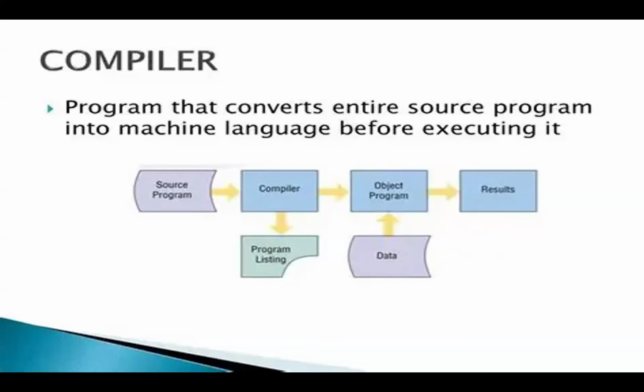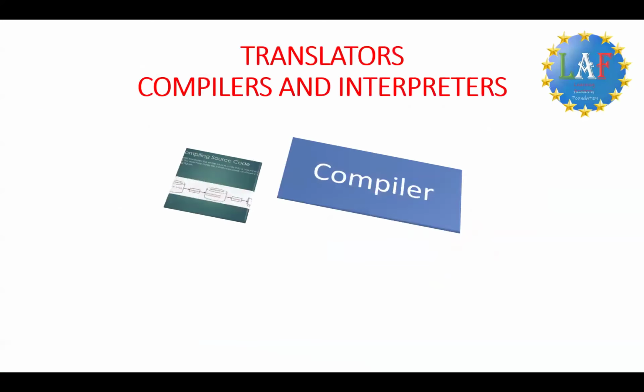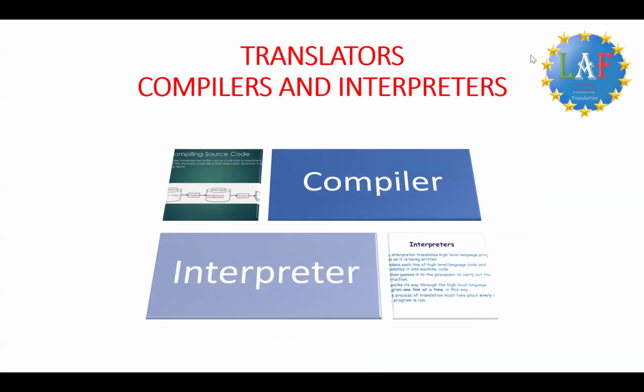It's a program that converts the entire source program into machine language before executing it. So the source program goes to the compiler, which produces a program listing. That goes to the object program that receives data. At the end, there are the results.